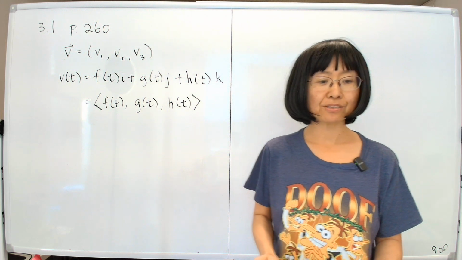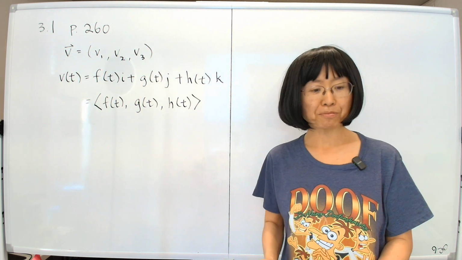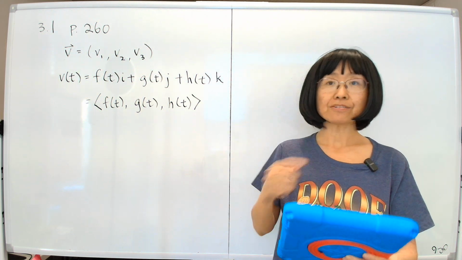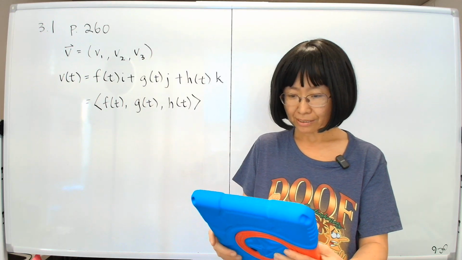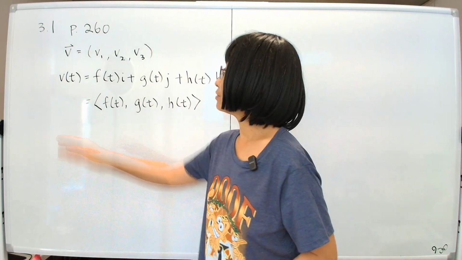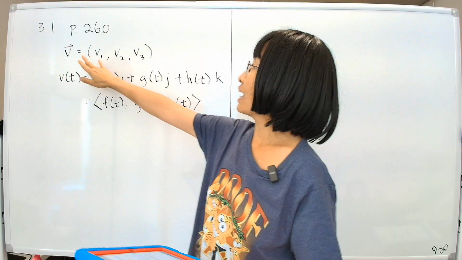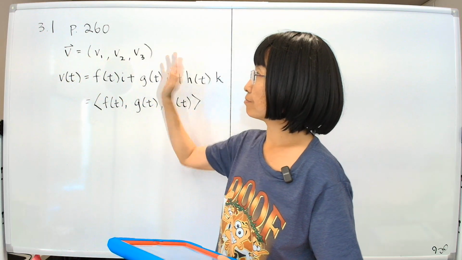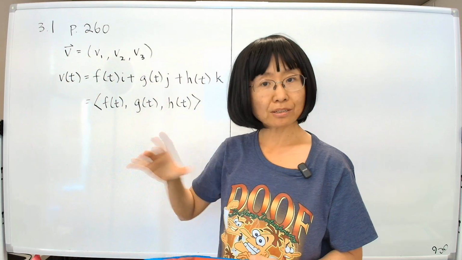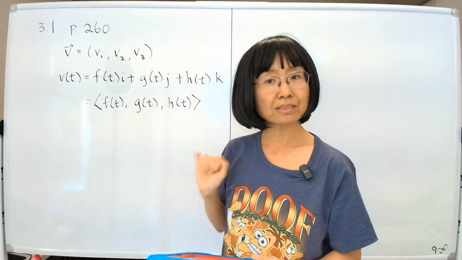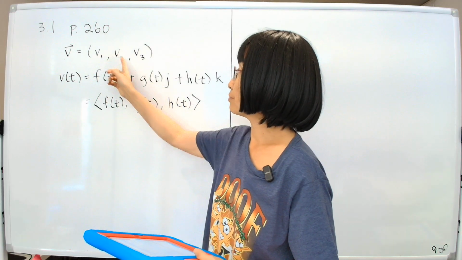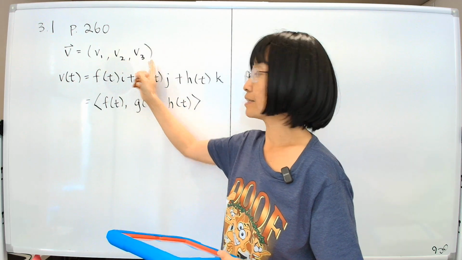Today we are going to do section 3.1, vector valued functions. Now, what is a vector valued function? Well, normally we know what a vector is, right? A vector is just three numbers, which represent the three components in space, the x, y, and z components.